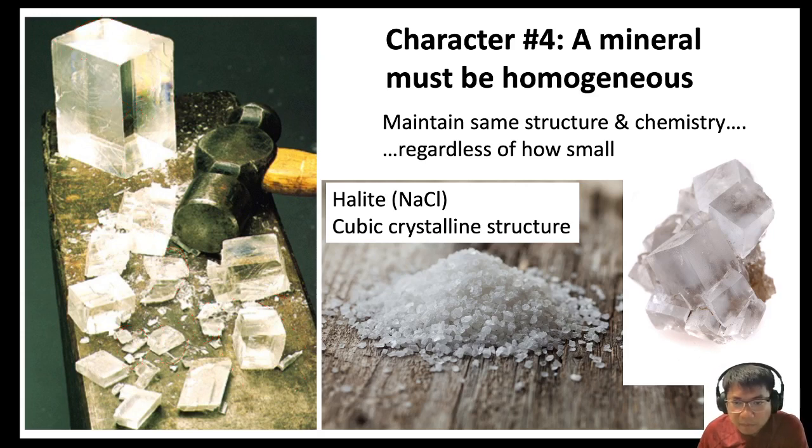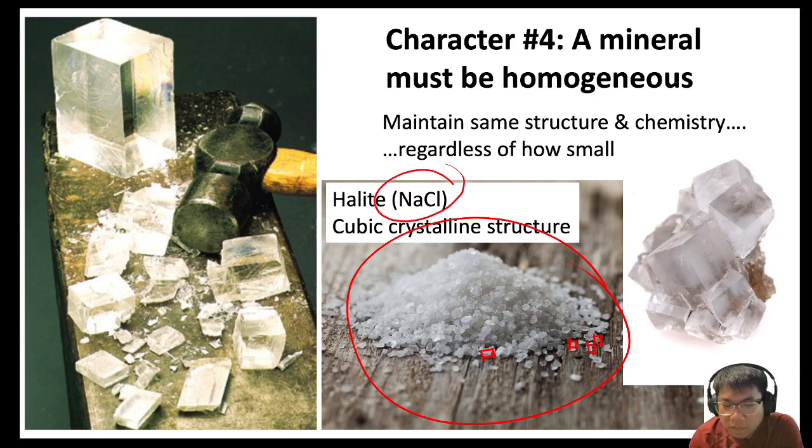Even if it's present in a much smaller size, for example, in the center picture right here in the middle, you can see that these little bits of salt actually have some cubic structure. Little cubes right here. Look at that. Again, no matter what size they are, they will maintain the same structure and chemistry, and the chemistry would be sodium chloride for halite.